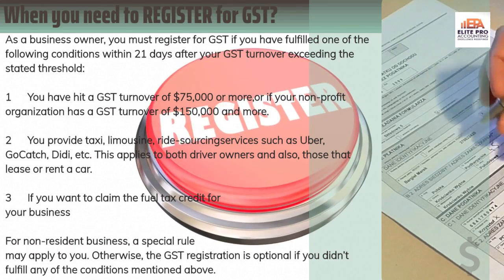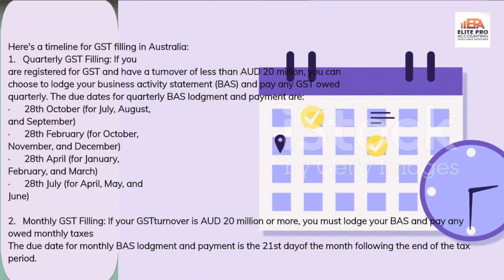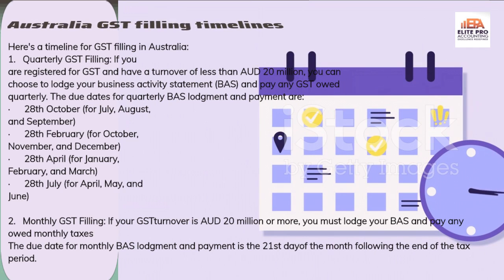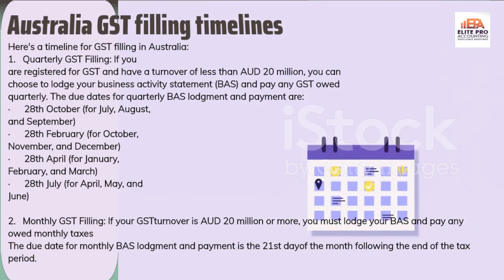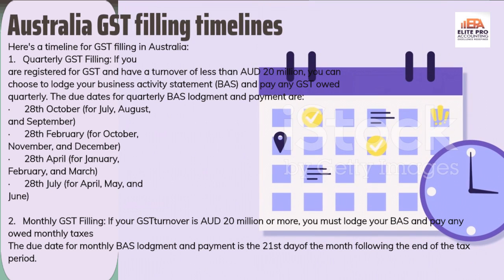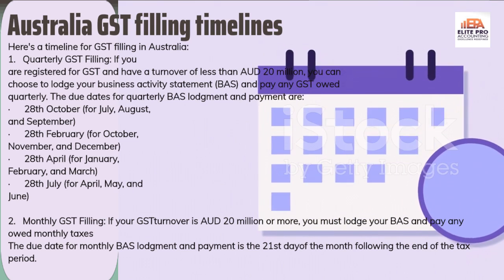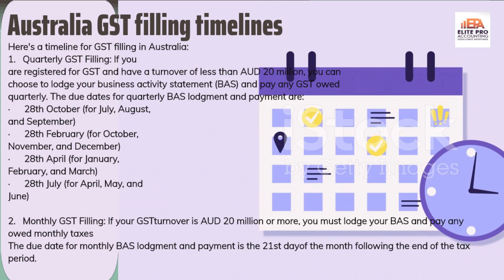Australia GST filing timelines. Here's a timeline for GST filing in Australia. 1. Quarterly GST filing. If you are registered for GST and have a turnover of less than 20 million Australian dollars, you can choose to lodge your business activity statement, BAS, and pay any GST owed quarterly. The due dates for quarterly BAS lodgement and payment are: mid 28th October, for July, August, and September; 28th February, for October, November, and December; 28th April, for January, February, and March; 28th July, for April, May, and June.